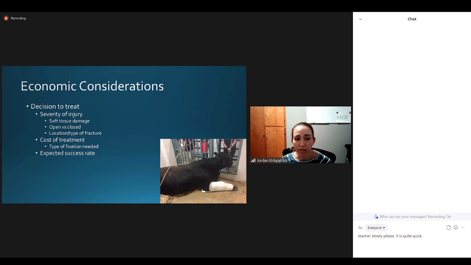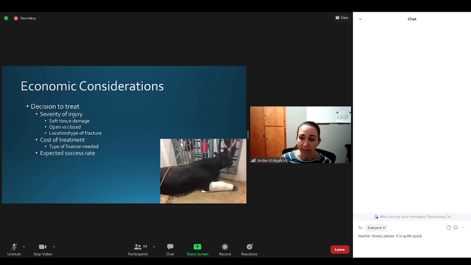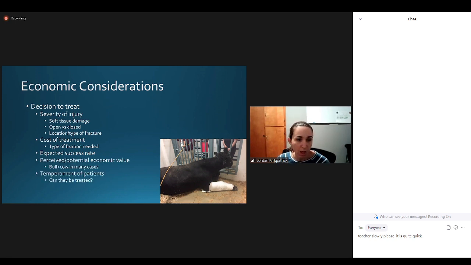Another consideration, again, is just the expected success rate. Are they going to be able to do the production that they need, whether it's grow for meat or breed cows if they're a bull, or produce milk like they're supposed to? And then the perceived potential and economic value, depending on the production. A lot of times bulls are considered higher value than cows in many cases. If you're looking at dairy goats, the does are considered higher value than the wethers. So they might put more money into the females over the males because the females are the ones producing milk, not the males.